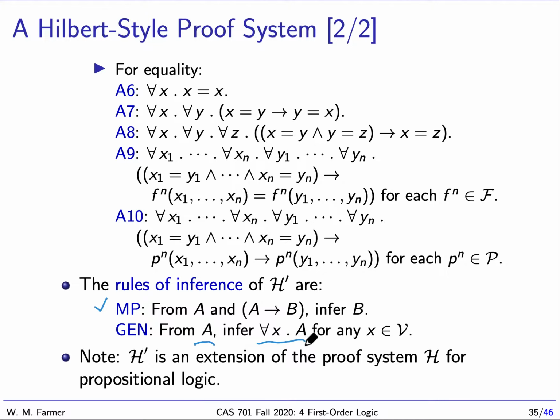So generalization represents the proof method where if you're trying to prove a universal statement, you pick out a value which is unspecified and you prove that the statement is true for that unspecified value, and then you can assume the universal statement is true. So x here plays the role of an unspecified value. Okay, now I've said before that H prime is an extension of our proof system H for propositional logic. So that means basically anything we could prove about propositional logic, we can still prove in H prime.